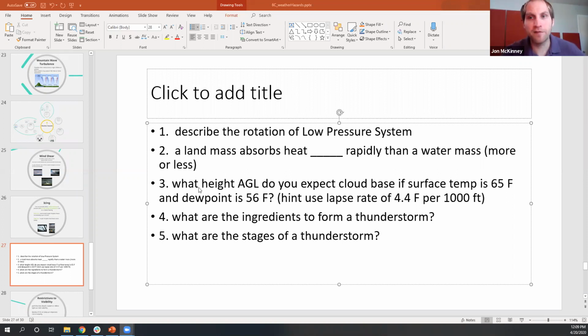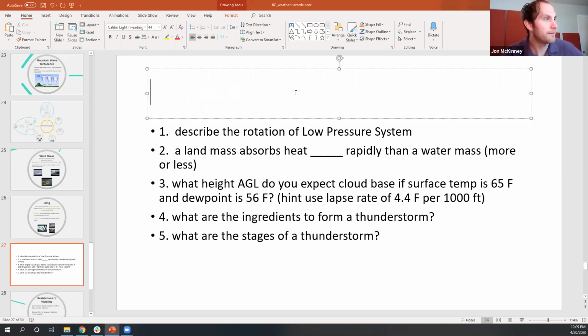Number 3, this is the tricky one that Isaac was asking about. At what height AGL do you expect cloud base if the surface temperature is 65 Fahrenheit and the dew point is 56 Fahrenheit? So up here, I'll do the math for you real quick. And we have 65 subtract 56.